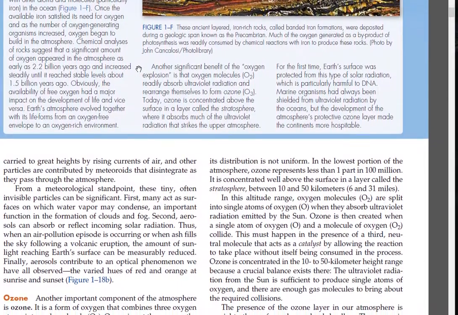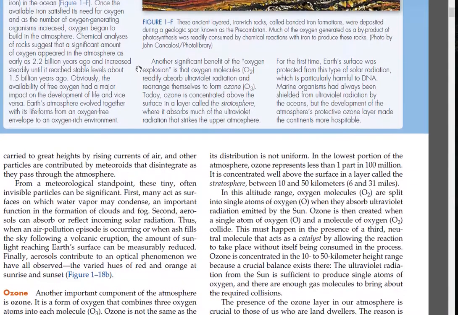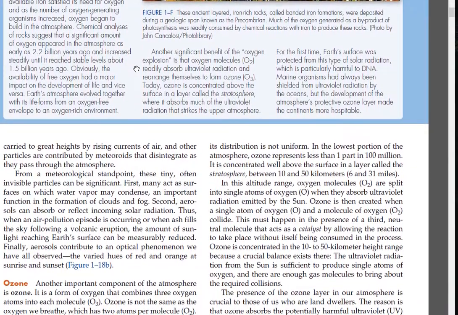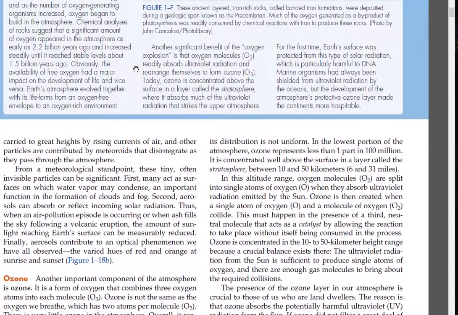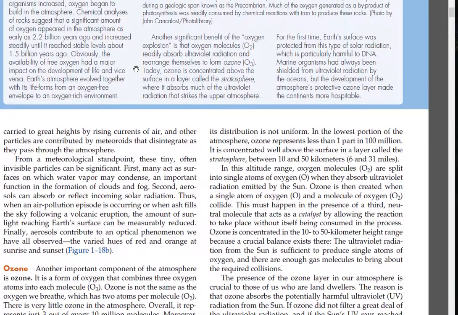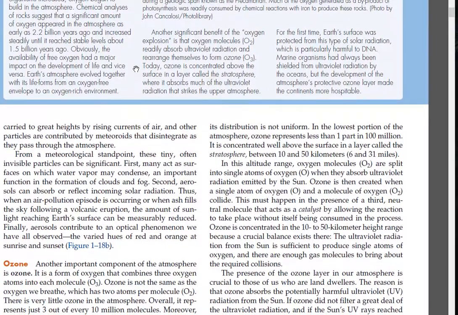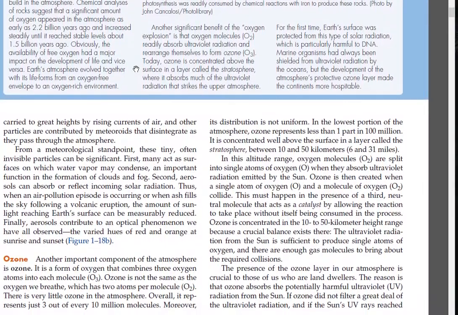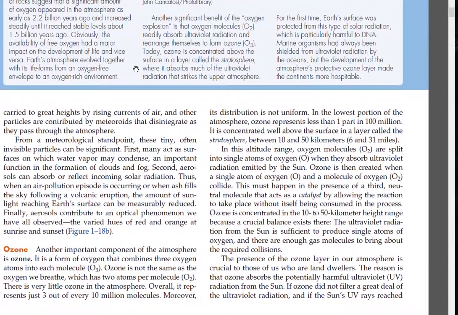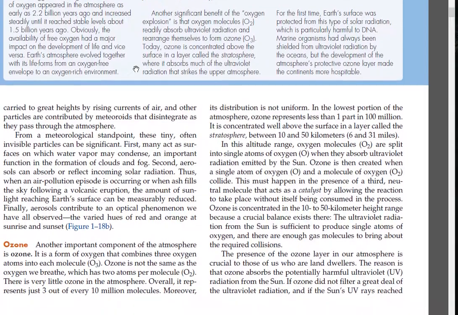Another significant benefit of the oxygen explosion is that oxygen molecules, O2, readily absorb ultraviolet radiation and rearrange themselves to form ozone, O3. Today, ozone is concentrated above the surface in a layer called the stratosphere, where it absorbs much of the ultraviolet radiation that strikes the upper atmosphere.